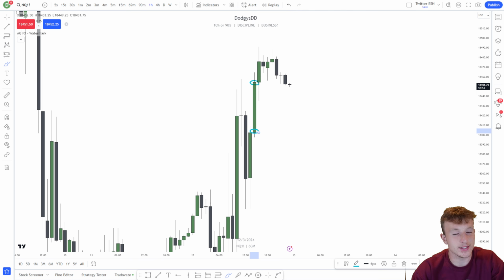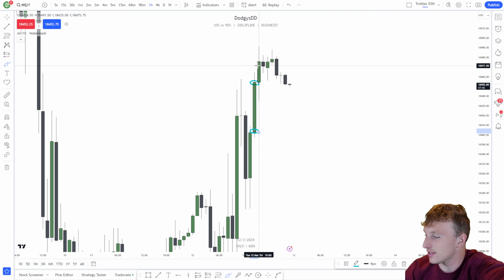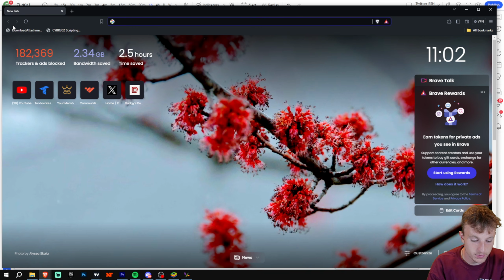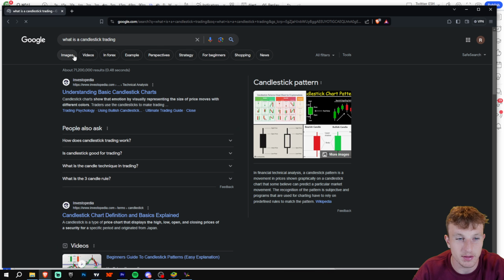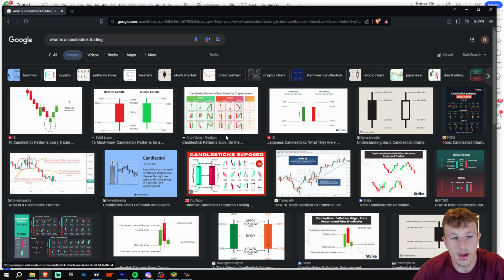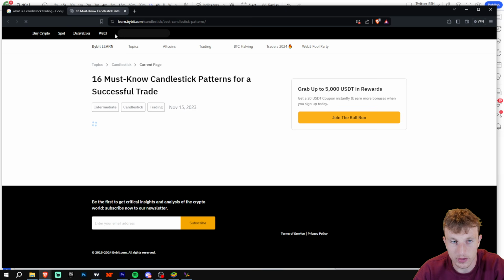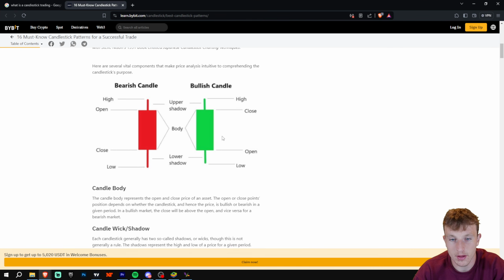I'm going to show you guys how easy it is to study on your own and just look up what a candlestick is. I could just go on a Google page and search "What is a candlestick trading?" and it's going to give me a bunch of diagrams. Immediately it gives me something very straightforward and easy to read. I don't have to be making these videos. You could do this all on your own. But this is a candlestick.